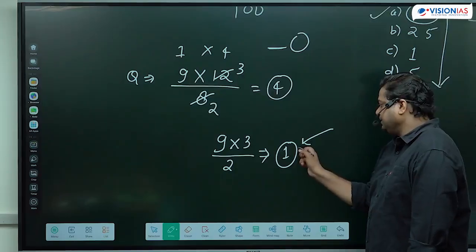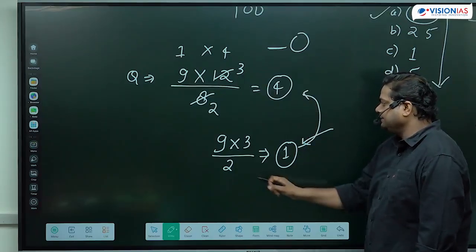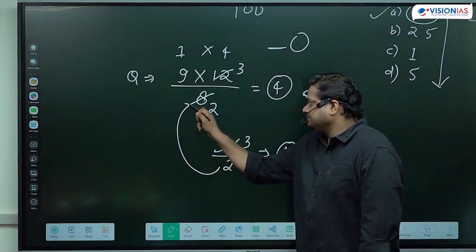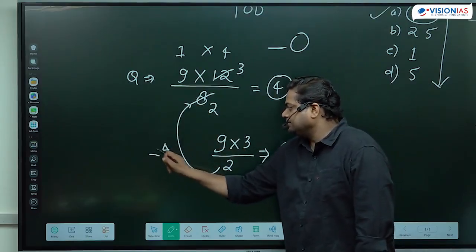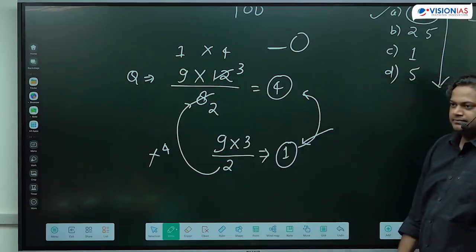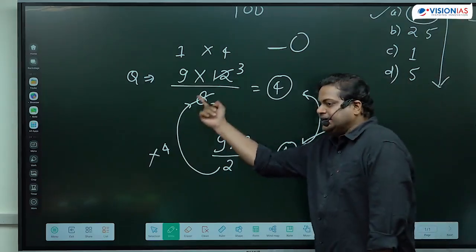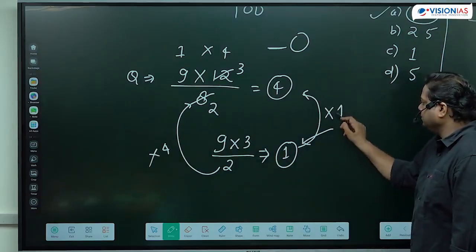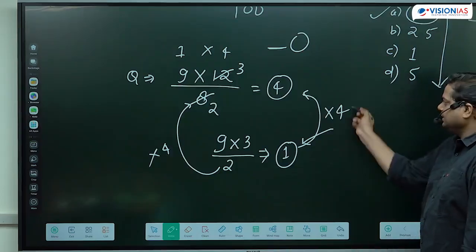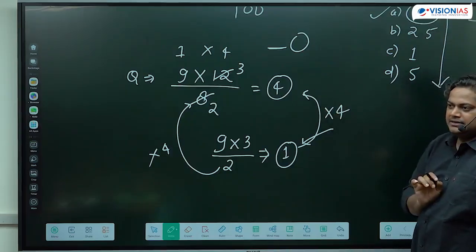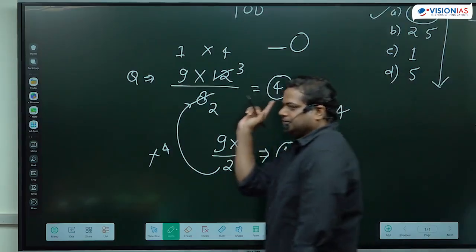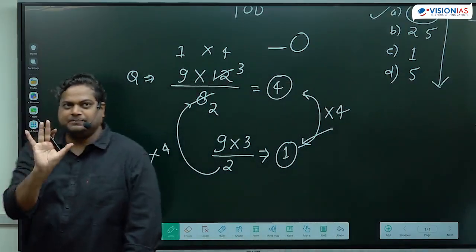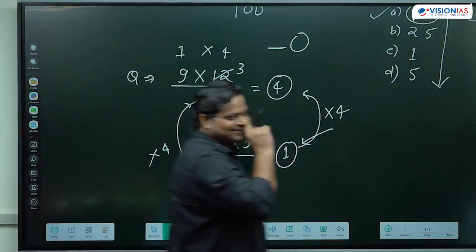So the correct answer will be: we need to multiply the 1 by whatever number gives us 8, because we need to divide by 8 to find the remainder. Here also we need to multiply by 4. Then only we can get the final remainder. The same concept we can apply there. First understand this, there is a little difficulty in it.